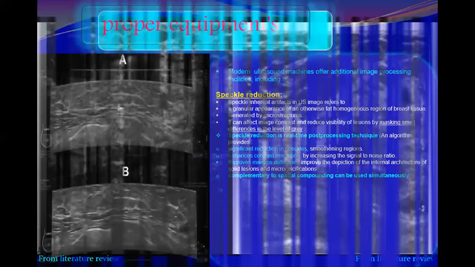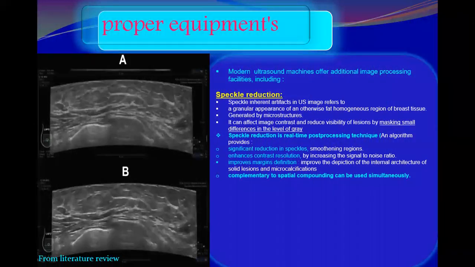What about the speckle reduction? It is also a real-time post-processing technique. What are speckles? We described in the previous image that speckles are artifacts. Which image has the speckles, A or B? Which one demonstrates speckle artifacts? Image A has more speckles. Image A is grainy.